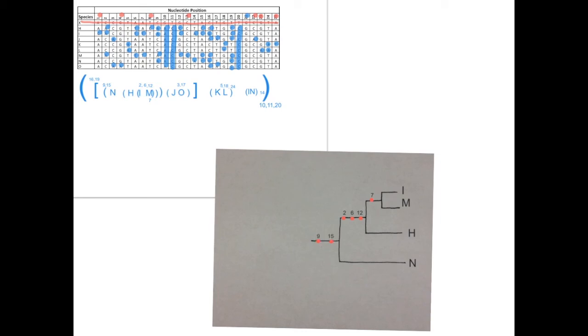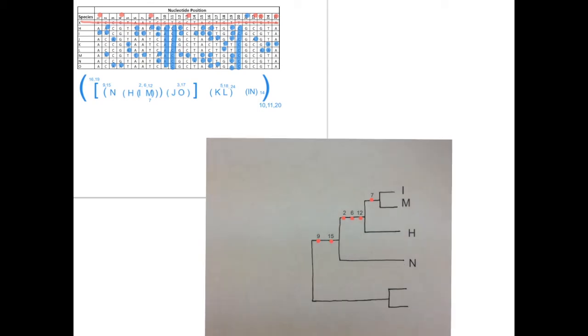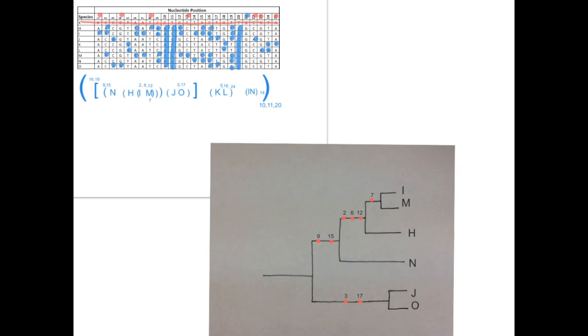Next we have the J, O group, which we can put right next to them as well. So this new bracket is going to be labeled by J and O. And we know that J and O are grouped together by traits 3 and 17. So we'll just put those right there. Now all of these are going to be grouped together by traits 19 and 16.